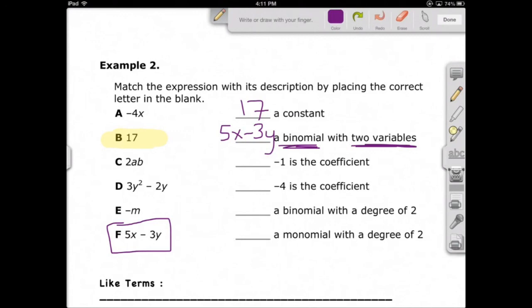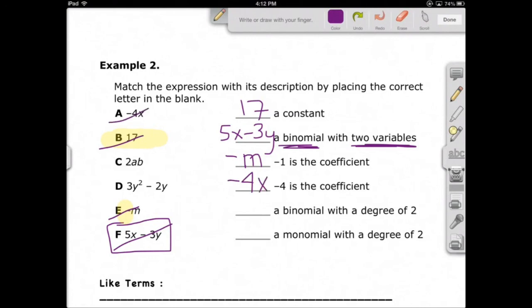Something where you have a -1 coefficient. Well, I see a minus hanging out in front of that. A -m. So we can cross that out. Done, done, done. -4 is the coefficient. -4 x's. Got that one.